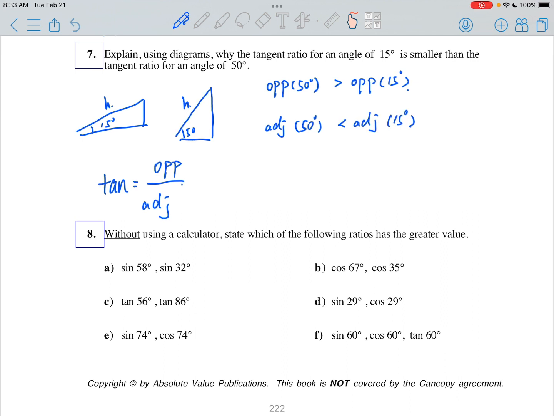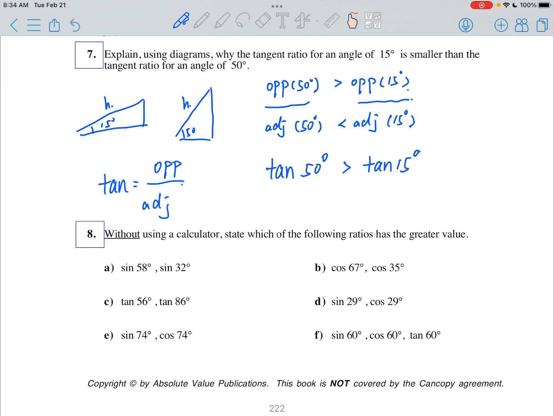In this way, if we divide these two, the 50 degrees has the larger numerator and the smaller denominator. And the 15 degrees has the smaller numerator and larger denominator. And of course, we know tangent 50 is larger than tangent 15.